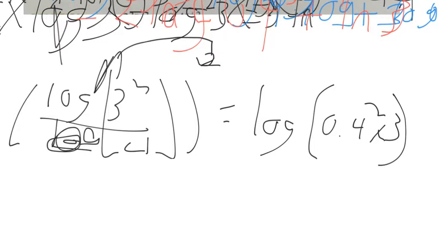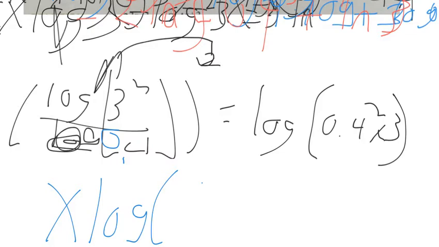Or to write it neater, x times log of 3 squared is 9 divided by log of, that'd be 0.4. So 9 divided by 0.4, if you type that in your calculator, would actually be 22.5.